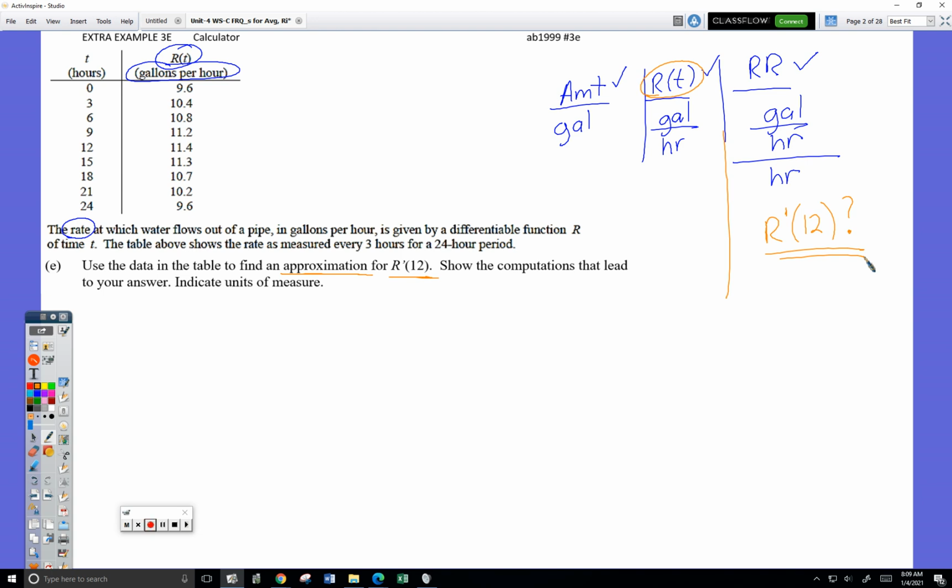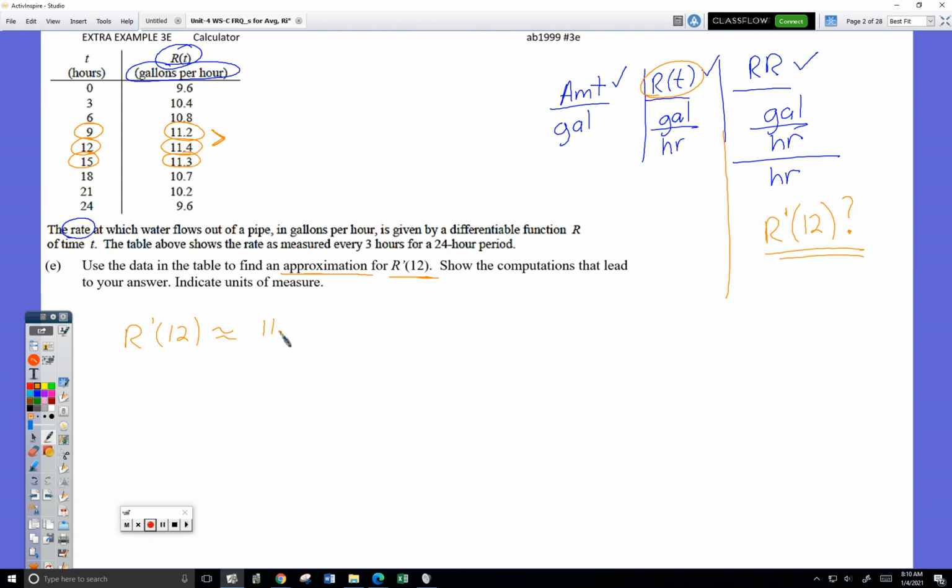Okay, it turns out to be a really simple computation. I notice that at hour 12, the rate is 11.4 gallons per hour. But I'm trying to find out how fast that rate is changing. What I observe is that at hour 9, the rate was 11.2, and at hour 15, the rate is 11.3. I can interpret it one of two ways. I could say, in this 3 hour period, the rate went up by 0.2. So I could say R prime of 12. Let's see, the rate was 11.2, now it's 11.4.